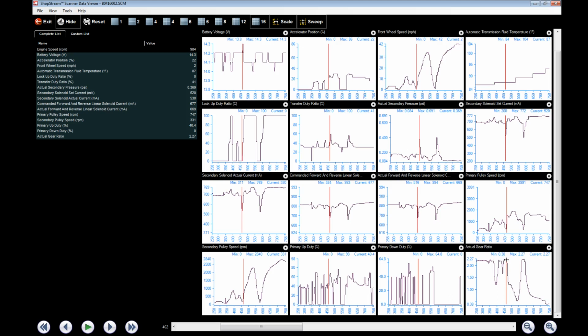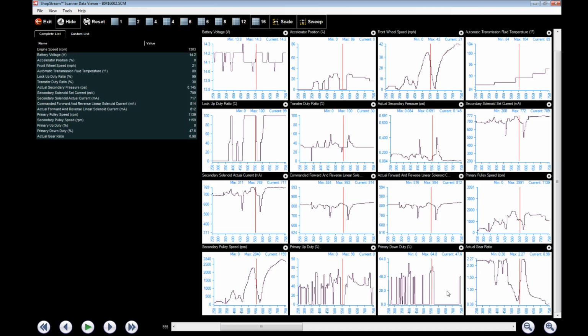As you see here, it says 2.27, and we're basically at 2 miles per hour. And as we accelerate, the ratio is dropping down. And at this time, your primary up is putting more oil in the primary pulley to change the ratio. When the ratio starts going the other direction, you see that the primary down is draining oil from that pulley, and it changes the ratio.